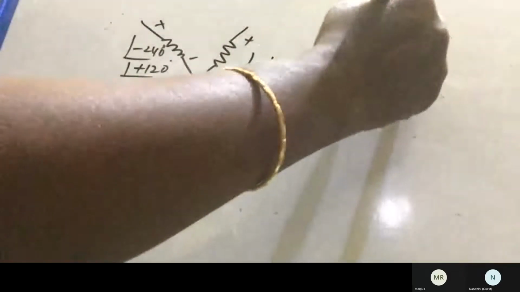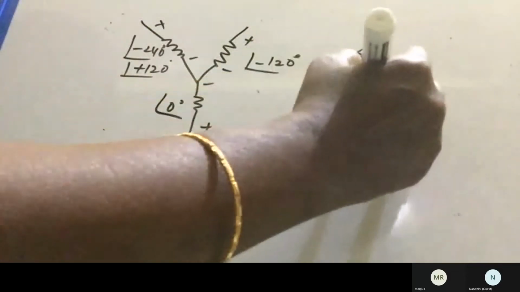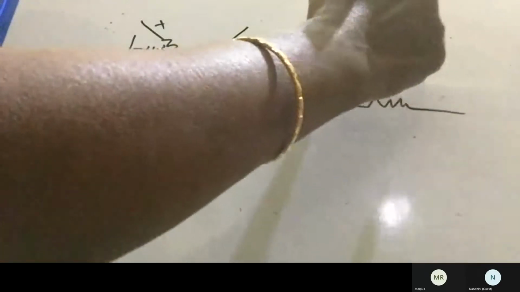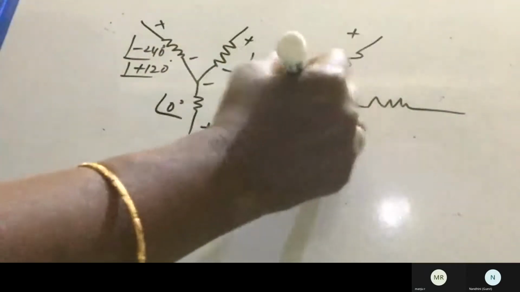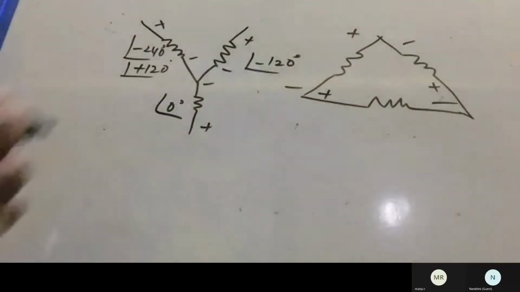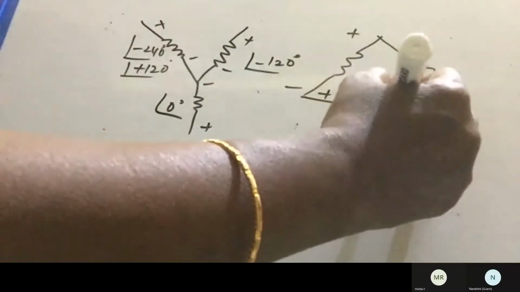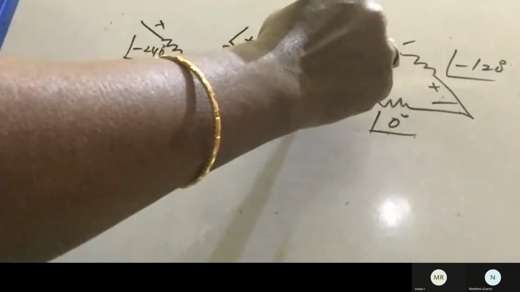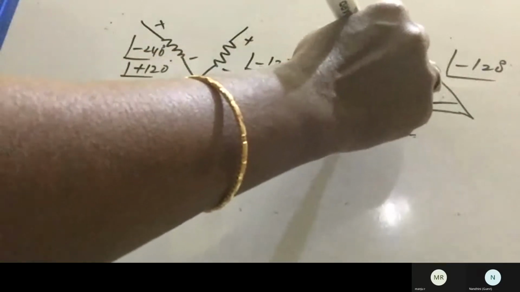Similarly, in the delta connection, what is the delta connection? The negative terminal of the first winding will be connected to the positive of the second. The negative of the second winding will be connected to the positive of the third. Okay, we get a closed loop. If you are taking this as a reference, the angle will be 0, and minus 120 degrees, or plus 120 degrees or minus 240 degrees.